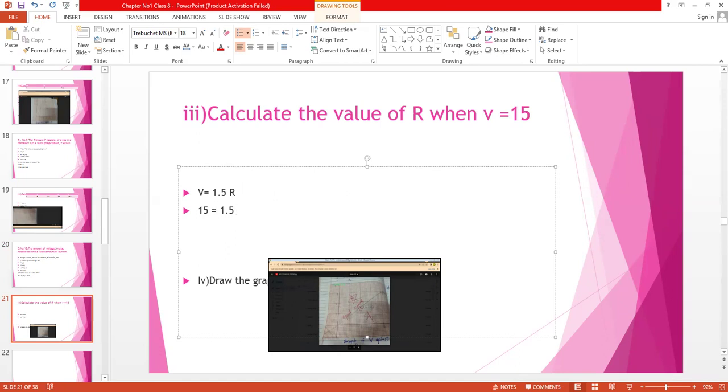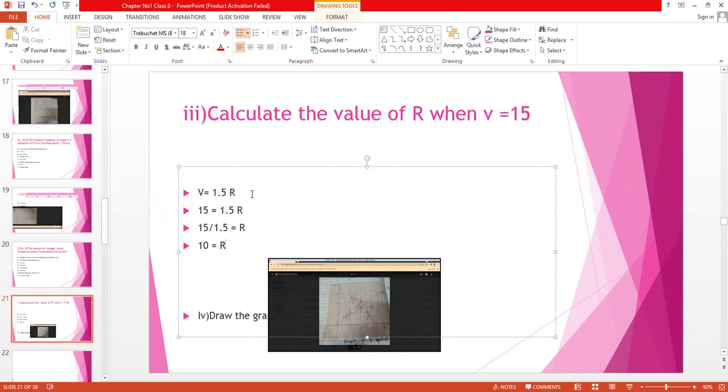So it is equal to 1.5 R. Now 1.5, when moved to the other side, will divide. 15 divided by 1.5 is equal to R. Now 15 divided by 1.5 is almost equal to 10. Well, I think so, it's equal to 10. So 10 is equal to R. Check it. It's exactly 10. Okay. Now we have to draw the graph accordingly.